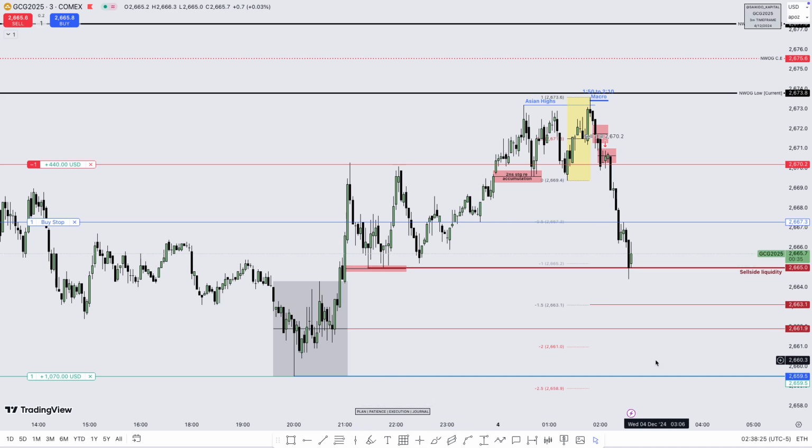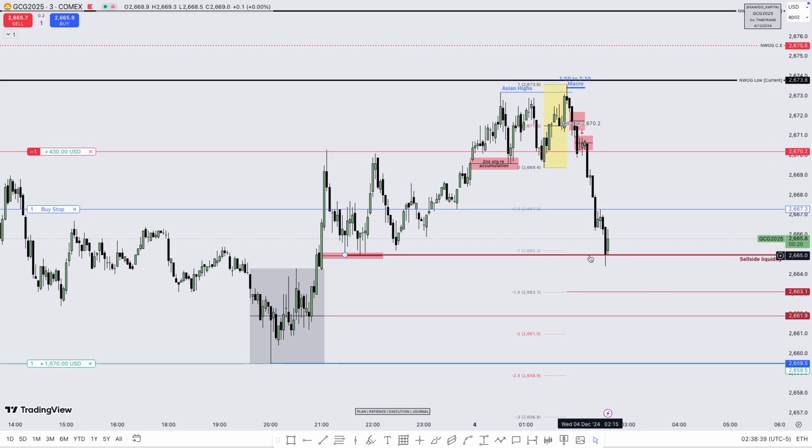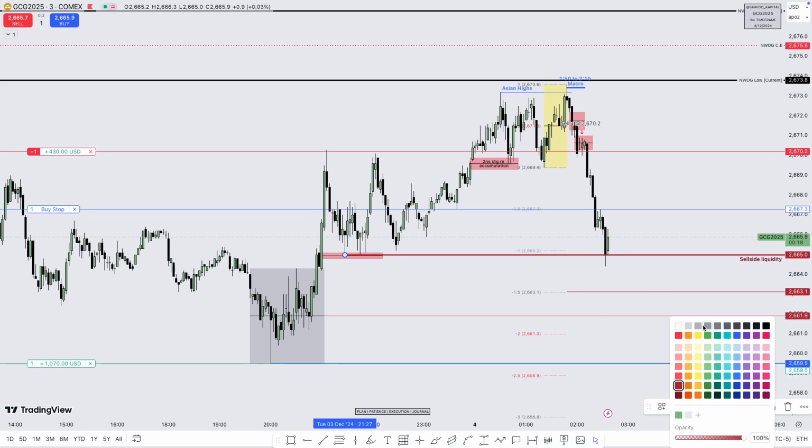If it's a proper second stage distribution, that's the quickest leg of the market maker. This one here. So this sell side has been delivered.